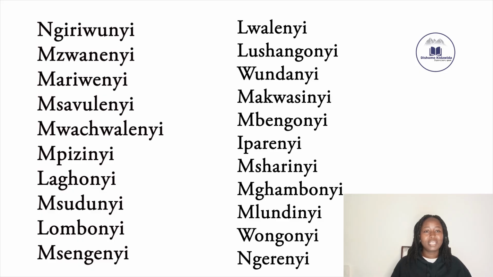Lagonyi, Msengenyi, vandu vamwatate moko hao mwechi Msengenyi. Aya, Lwalenyi, Lushangonyi, Vundanyi, Makwasinyi, vandu vakasigao moko hao. Mbengonyi, unia wetu Vundanyi. Iparenyi, vandu vamwatate ajecha msau mwechi Iparenyi. Msharinyi, Mgambonyi, Mlundinyi, Vongonyi, Ngerenyi. So those are some of the names that I had in my list today.